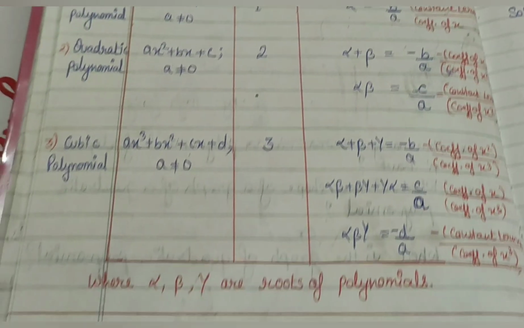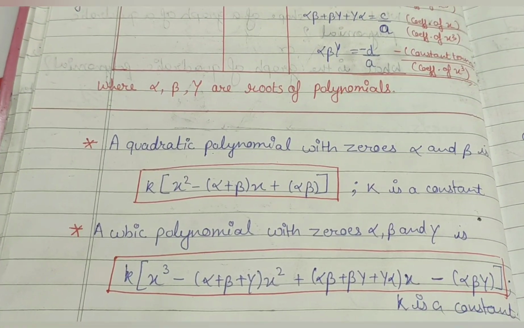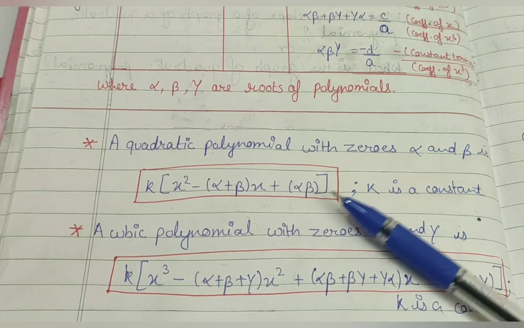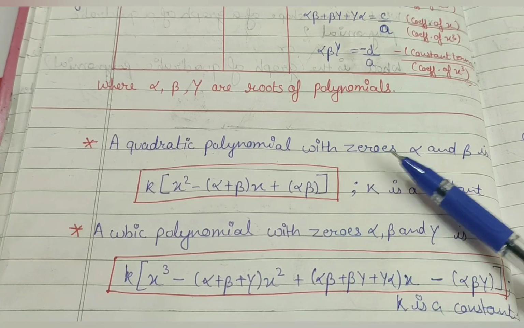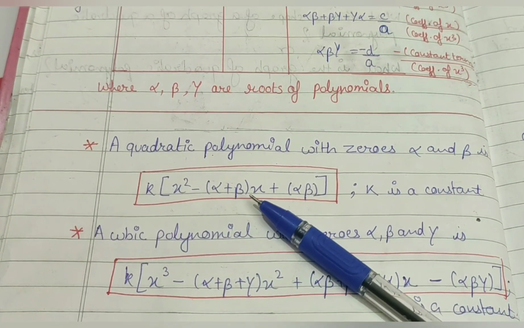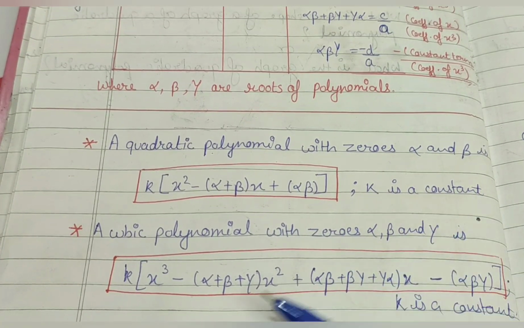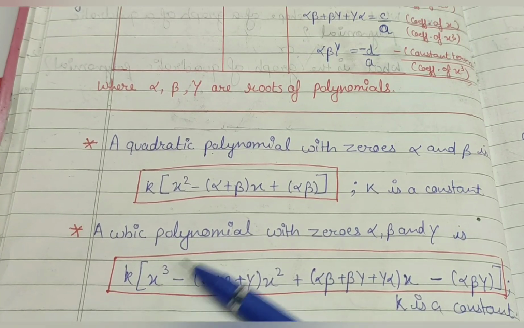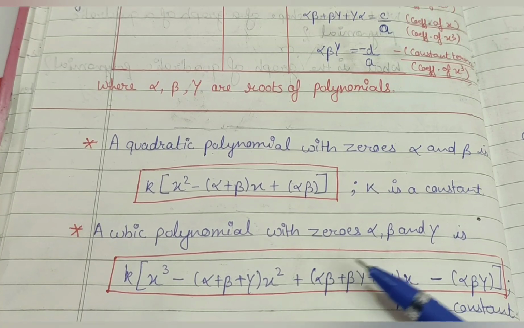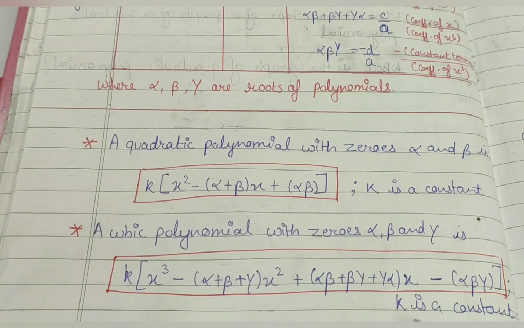And if you remember, we discussed quadratic and cubic polynomial equations when alpha, beta and gamma are the zeros or the roots. So here you can see the quadratic polynomial whose zeros are alpha and beta. So it is k bracket x square minus alpha plus beta into x plus alpha into beta, where k is any arbitrary constant. In the same way we have for the cubic, that is k in bracket x cube minus sum of the zeros into x square plus sum of the product of two consecutive zeros into x minus product of zeros, again k is a constant.